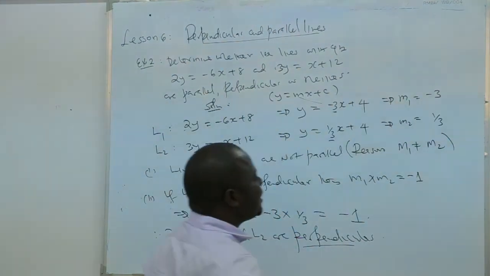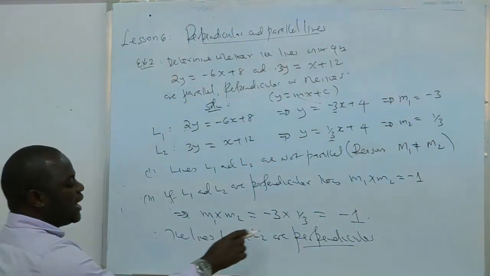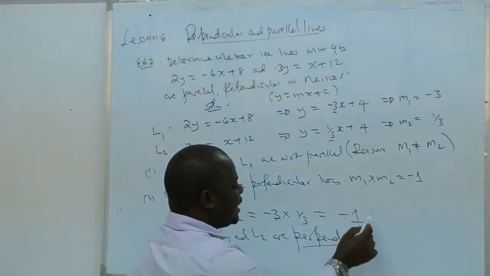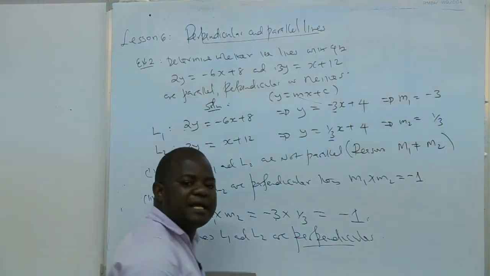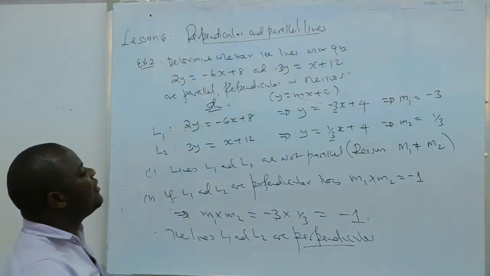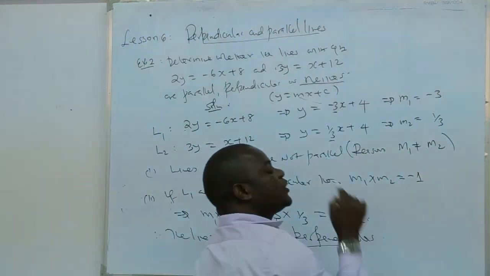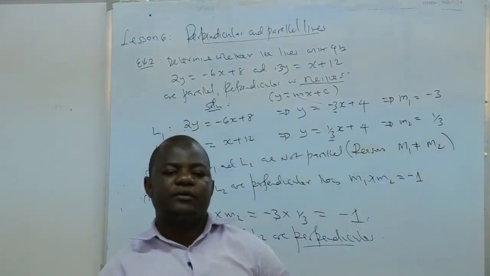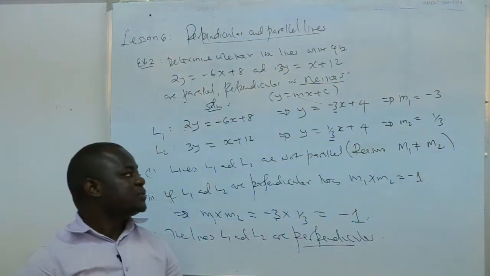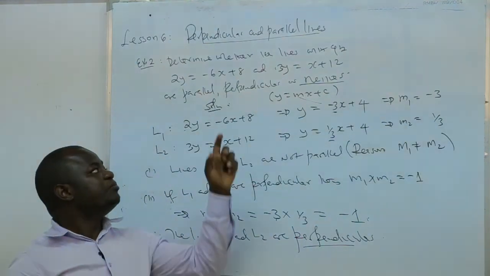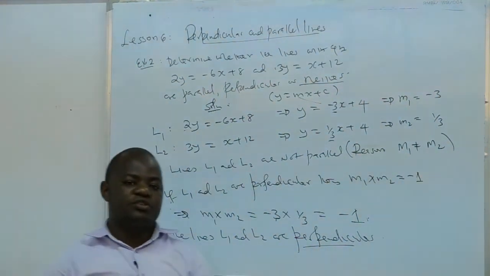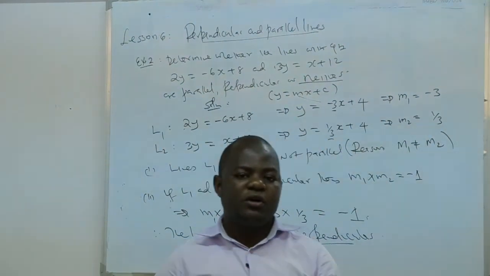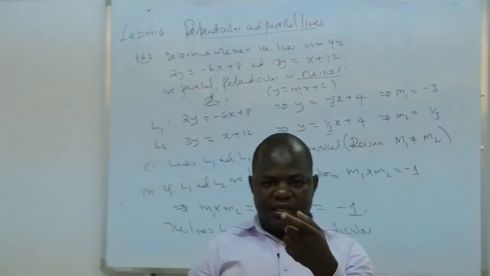Now, what if this condition also had failed, whereby we could not get -1? Then the lines would have been neither perpendicular nor parallel. That's good. So that's the concept. In this lesson, we made a very nice introduction to parallel lines and perpendicular lines. So we are going to stop here in this lesson.